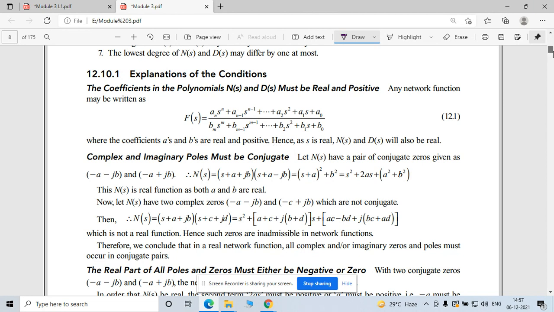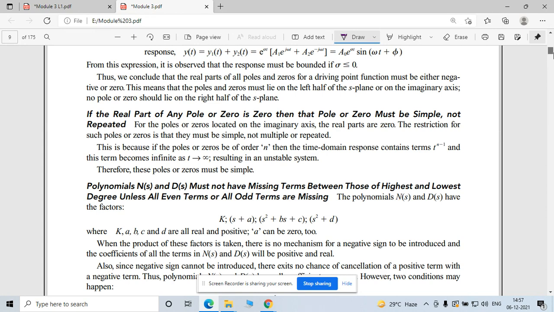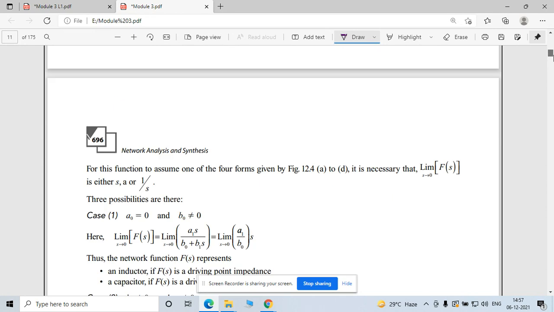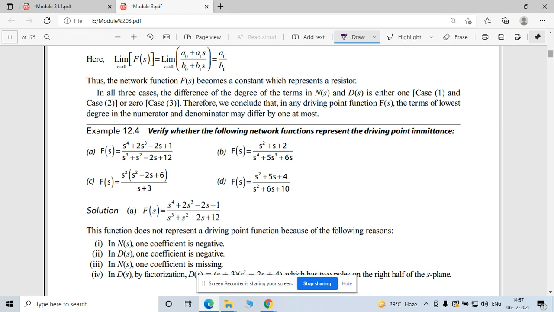The rest I will take from tomorrow. For today, this is the basic part: how to find the transfer function and how to calculate the impedance function. Tomorrow we will cover the impulse response for the pole-zero network, and we will also cover the representation of the pole-zero locations in the S domain and how to calculate other parameters. We will see tomorrow.